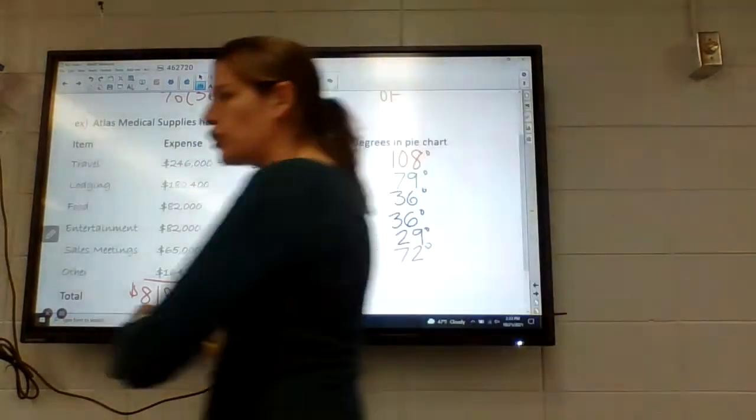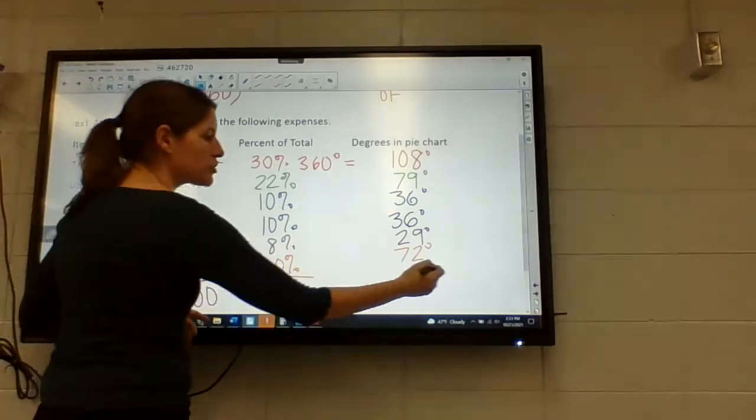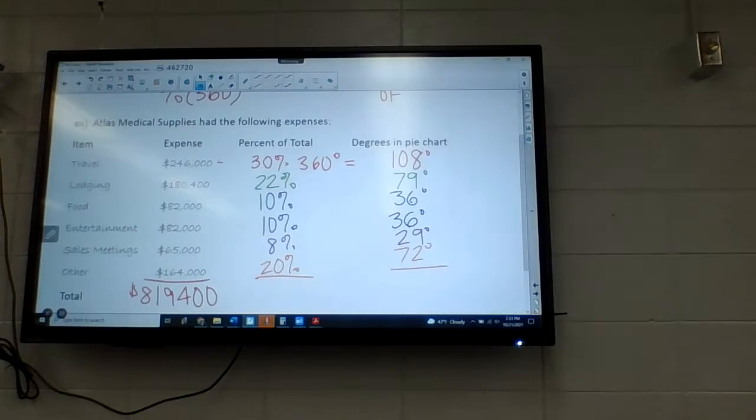Any suggestions on a good check to make sure I did this correctly? Add them all up, they should add up to 360 degrees. What should the middle column add up to? 100%. So the middle column should be 100% of the data. This should be 360.